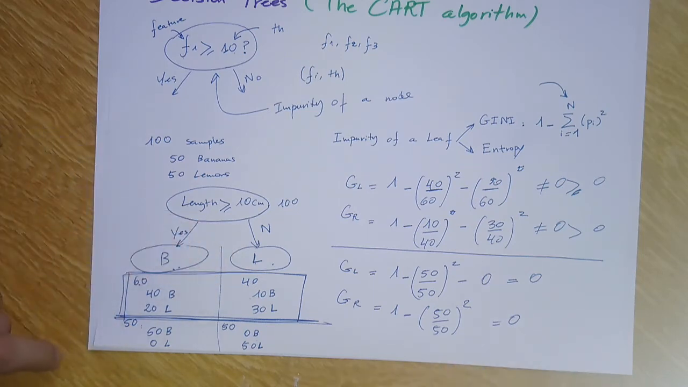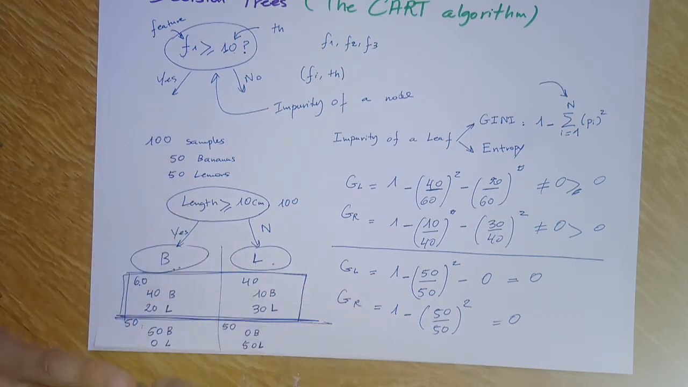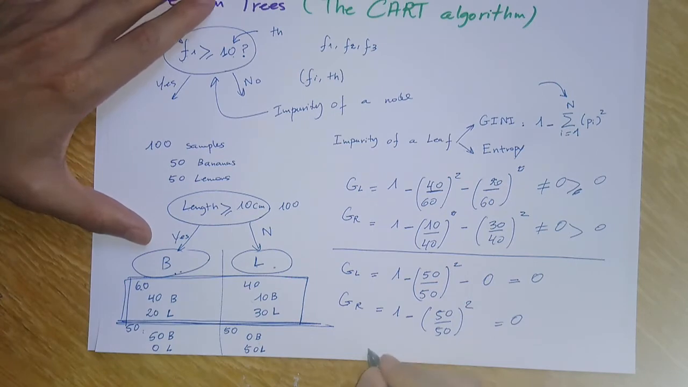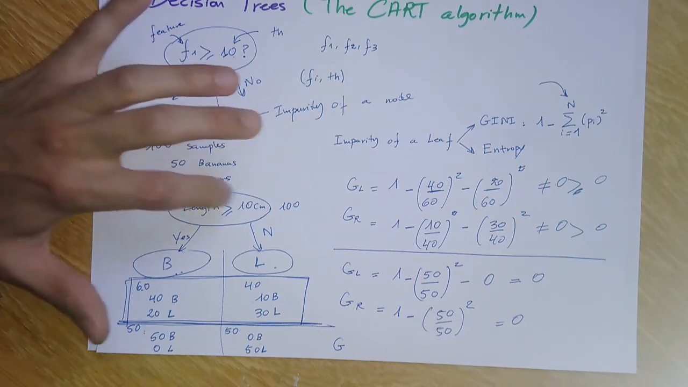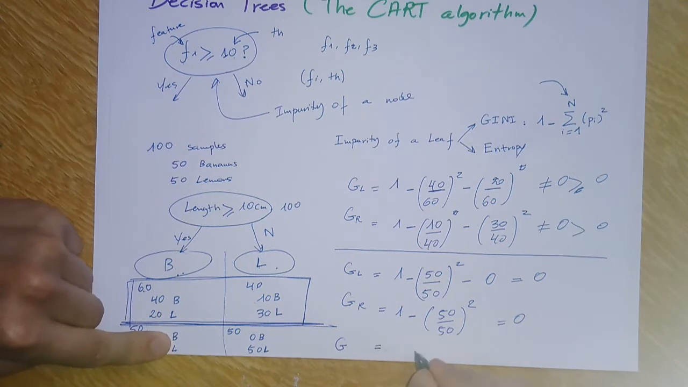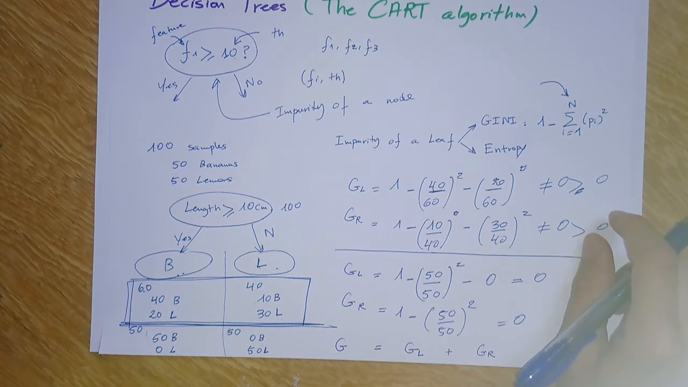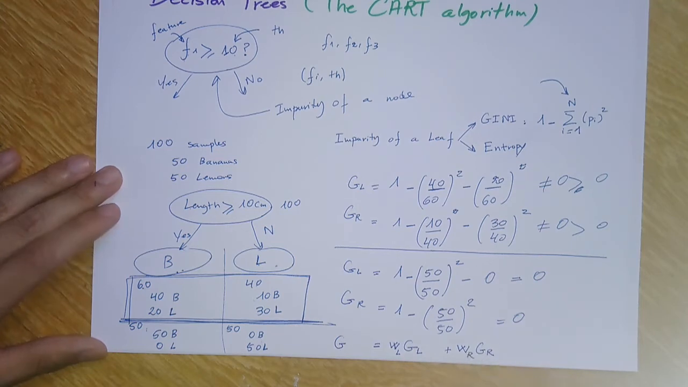So now I have the impurity of the left leaf and the impurity of the right leaf. Now the question is, how do I evaluate the impurity of the node where I have the question? Well, it's just the summation. The Gini impurity of a given node, which of course depends upon the feature and the threshold, is equal to the Gini impurity of the left node plus the Gini impurity of the right node. But of course I need to weight these impurities, so I need to multiply here by the weight of samples, and also here, multiply by the weight of samples, right?